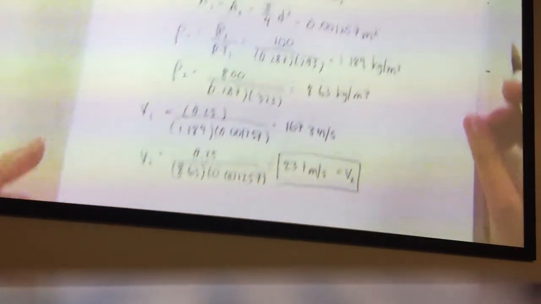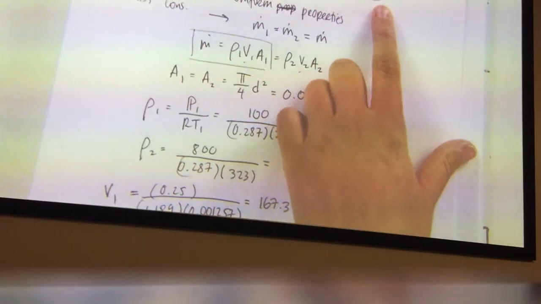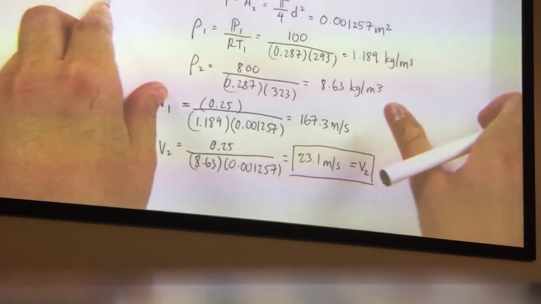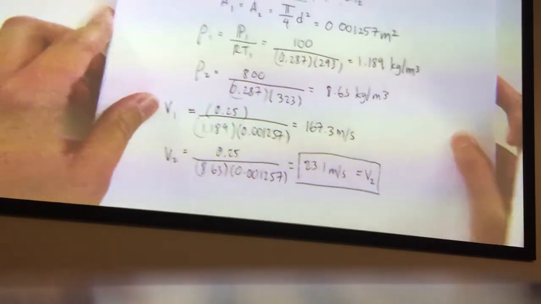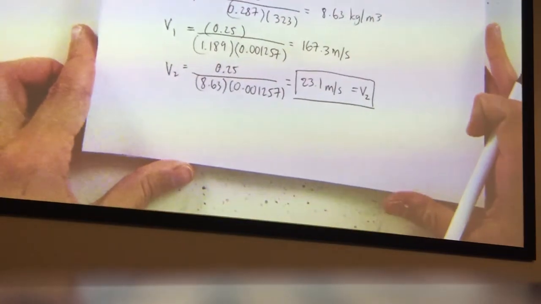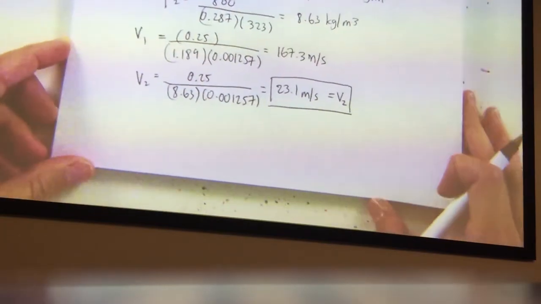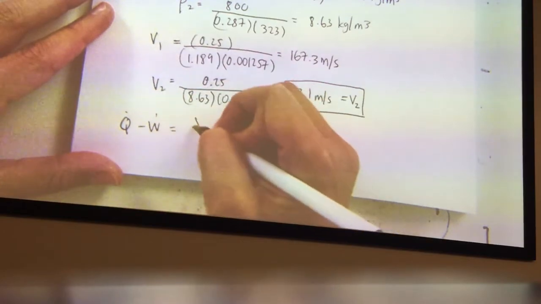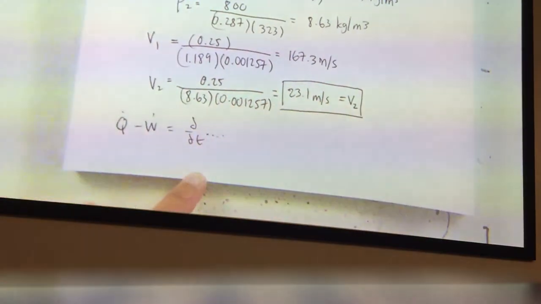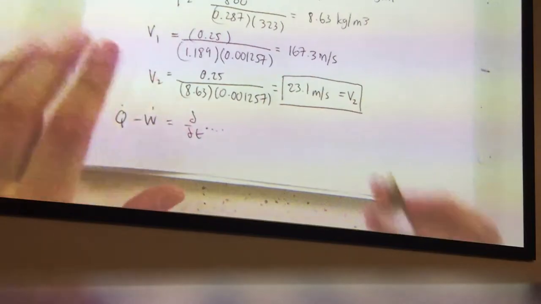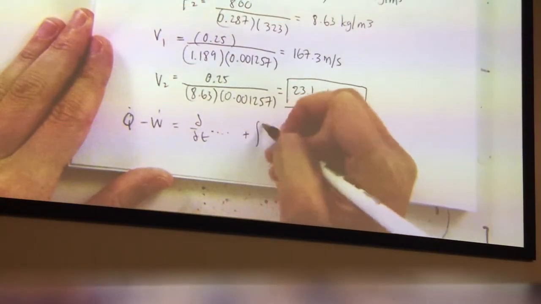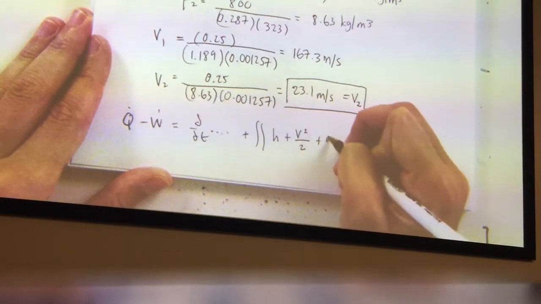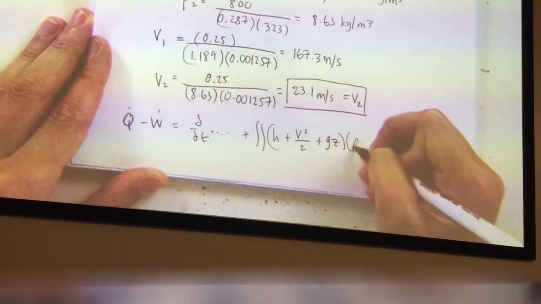Now the other thing that we're looking for in this problem is the work. Where do we see this word? We see it in our energy equation. So once again, we're going to write the energy equation with appropriate assumptions, and from it we're going to take the part we need. So let's write Q minus W equals our steady term. We're not going to write that because this is already steady, so we know that can go away. Plus H plus V squared over 2 plus gz, times rho V.